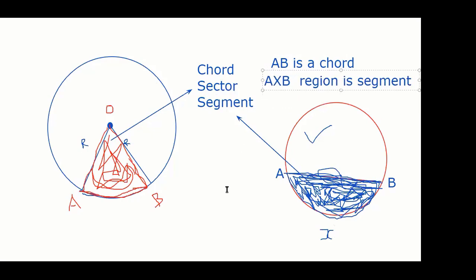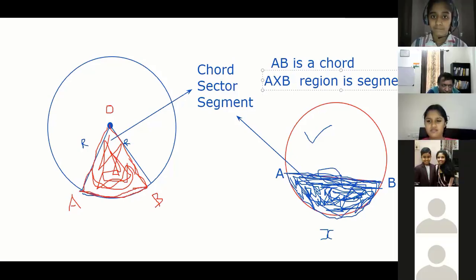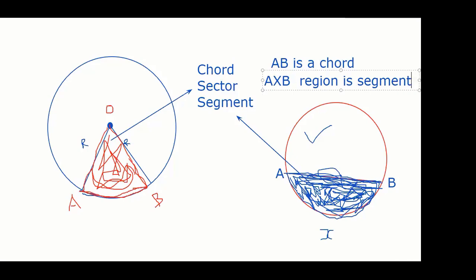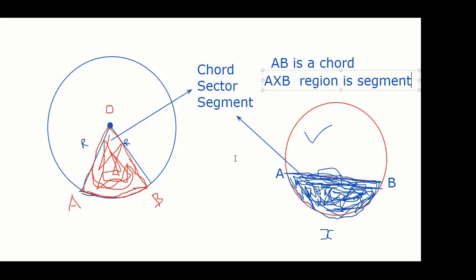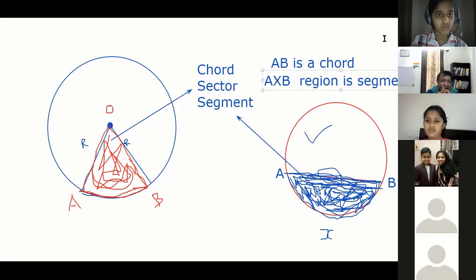I want everybody to be very clear about segment and sector. Yes, please. What if the line is a diameter? Then there will be no major or minor segment. Both are equal segments. Yes, you are right. Before, I thought that the chord was the segment because the inside area was also considered chord, but now I got it. Chord is just a line.